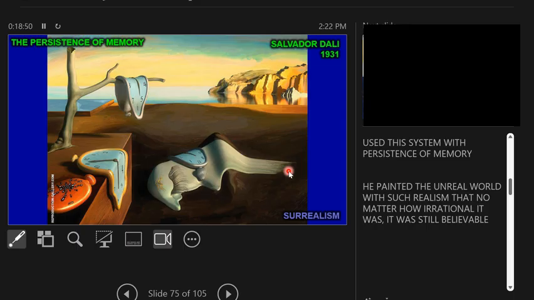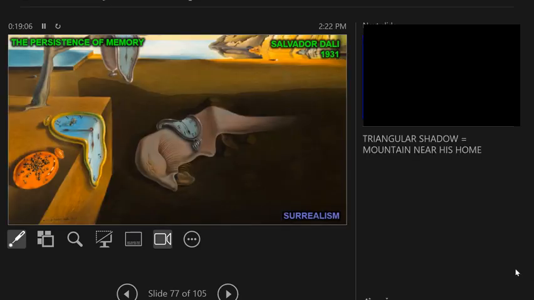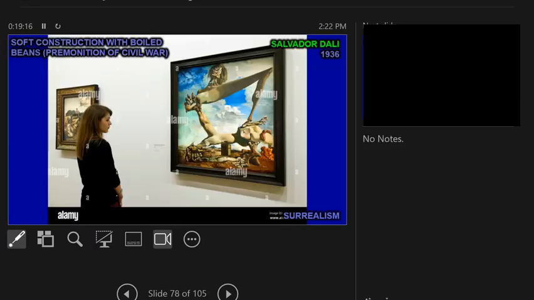I also want you to notice the ants over here. He uses a lot of ants in his art. The cliffs in the background look a lot like the cliffs by his home. And then there's this large shadow right here that people think is the shadow of a mountain close by his home. But I want to move on to this one right here, the Soft Construction with Boiled Beans.